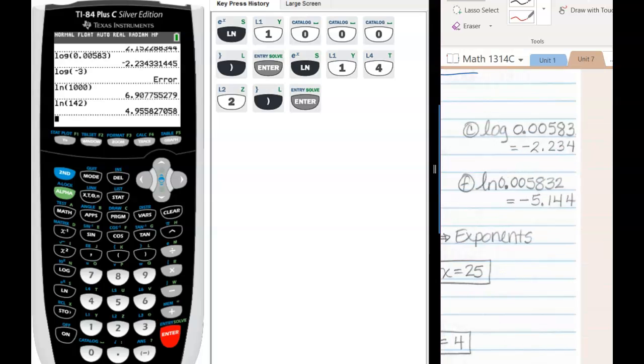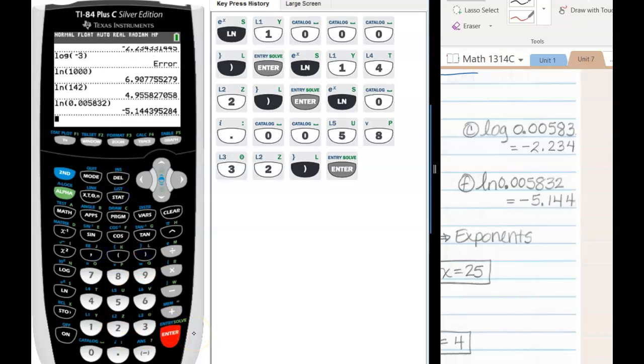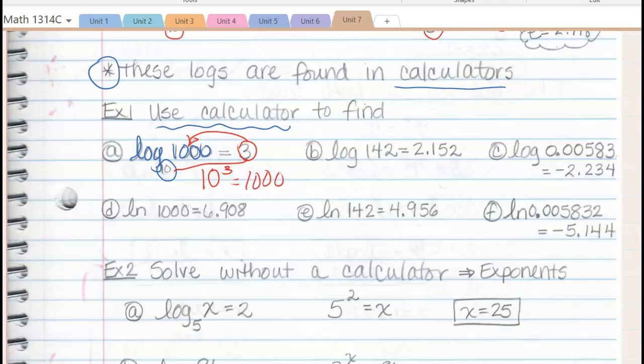And now for the last one, let's take the natural log of 0.00583, and we have a negative 5.144. So I just wanted to make sure that you understood how you can use a calculator. Even though you may use a calculator to find approximate values, I will always be asking for exact values, in which you do not need a graphing calculator. Another big thing I wanted you to see was that even though we were taking the logs and natural logs of the same number, our answers were different because the bases were different.